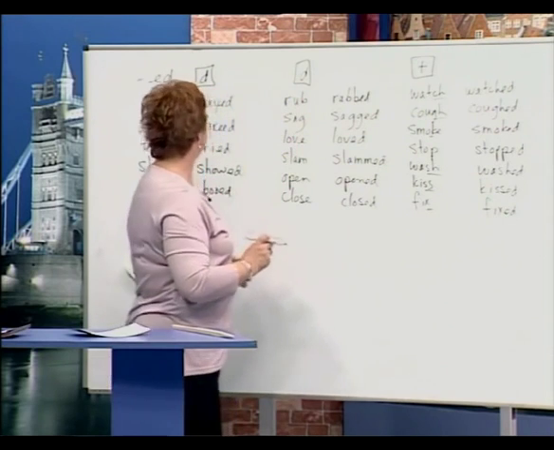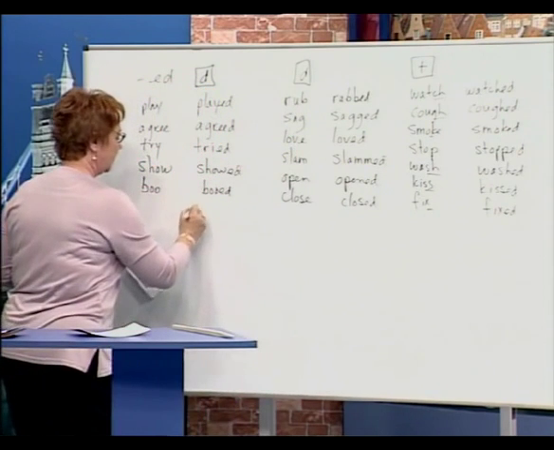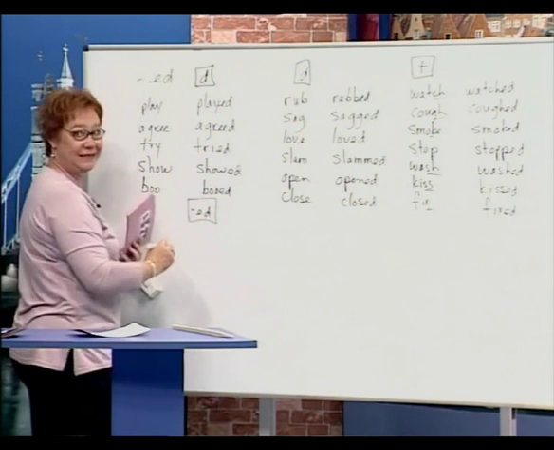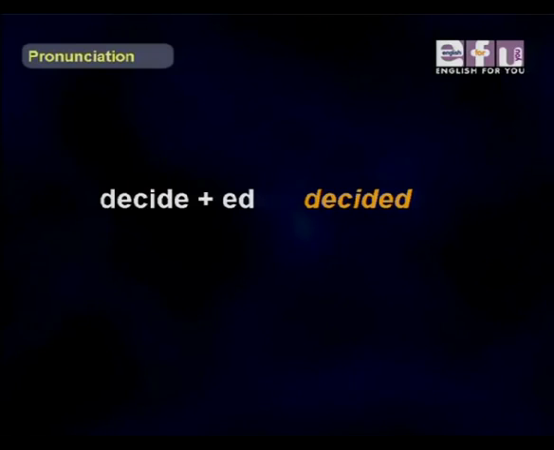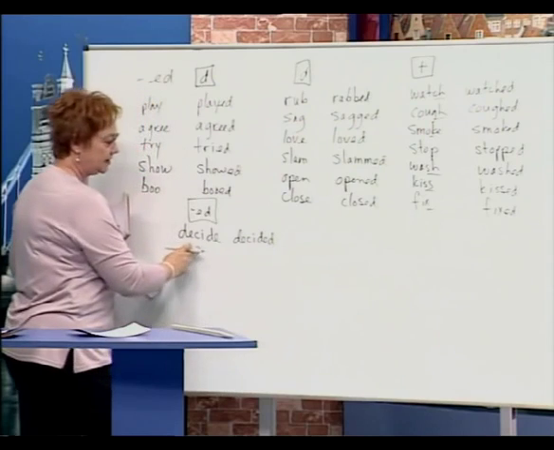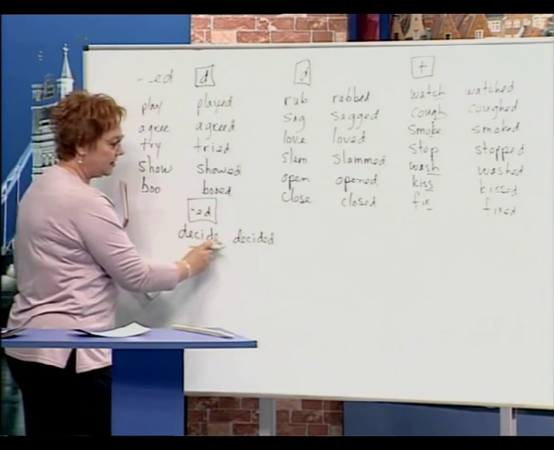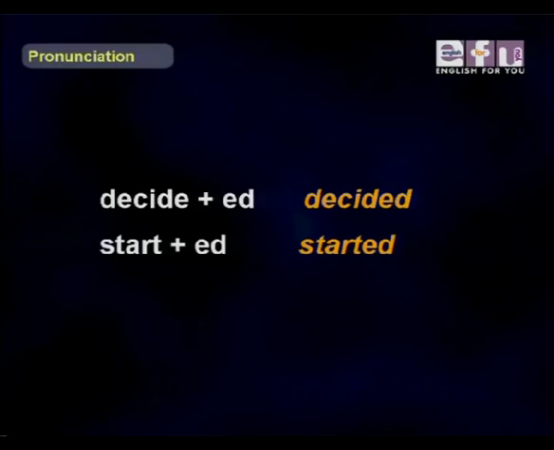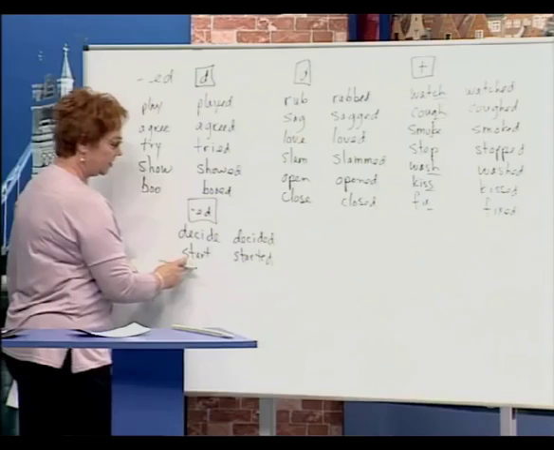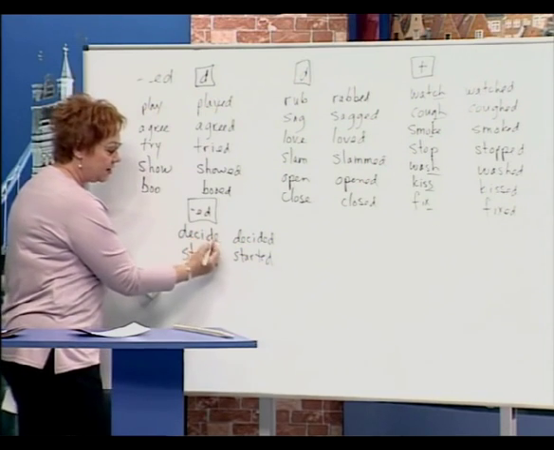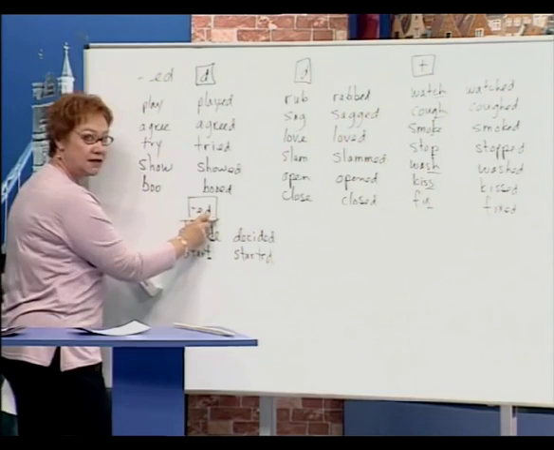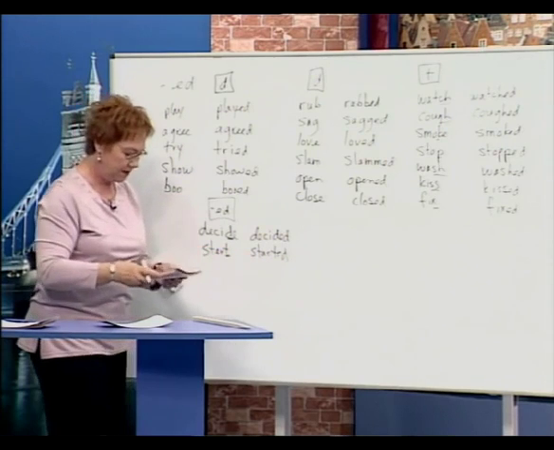Now, I want you to see one more group, and this one is kind of normal, and this one is ed. So, for example, decide, decided. Decide, decided. All right? There's an E, so we only add D. Start and started. Start, started. Now, these are with D and T, ed. Okay, for those sounds. Decided and started. Okay? These ones are normal.